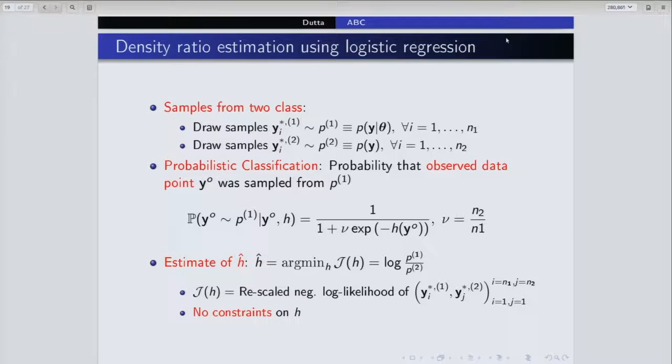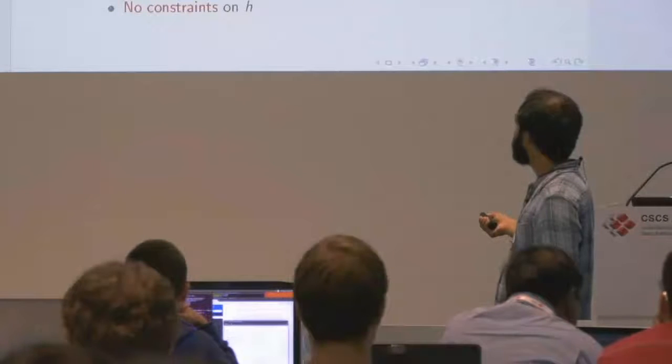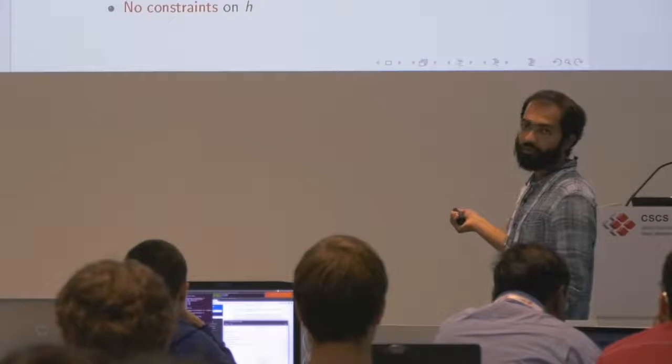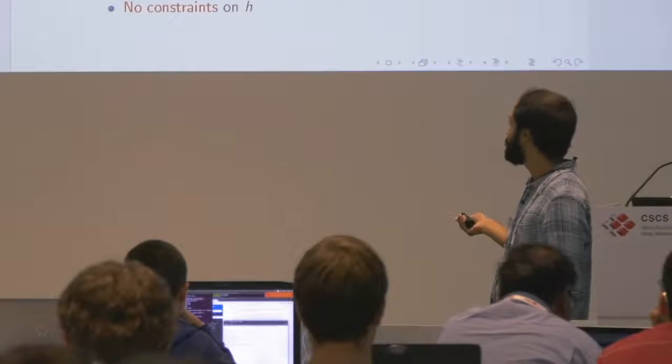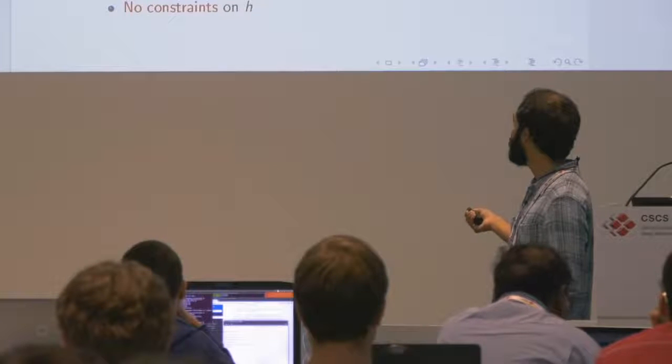But also we know h hat is equal to log of p1 by p2. It reminds us of something, because p1 by p2 is p(y given theta) divided by p(y) in our case, which is the ratio we wanted to get. So virtually, the exponential of h hat gives you a solution to the ratio if you can compute h hat.